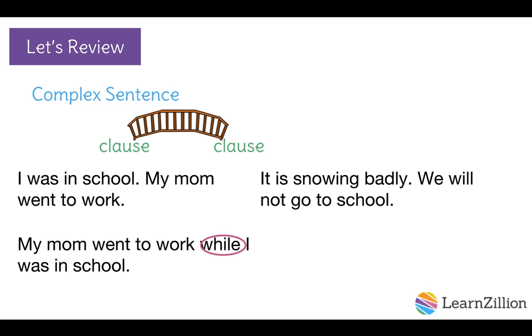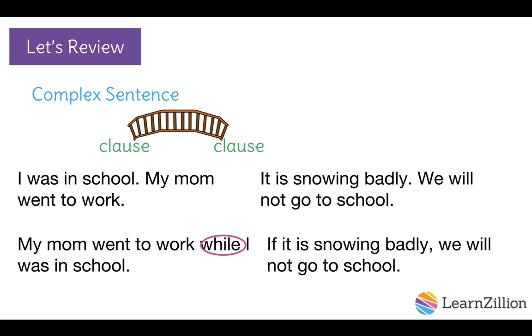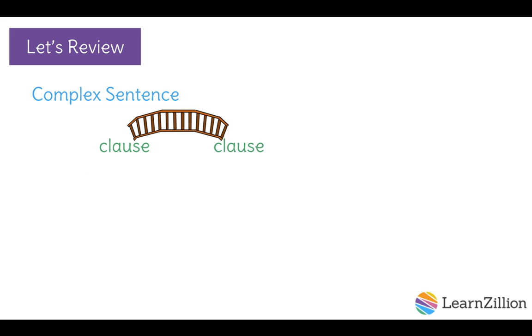Here are two more sentences. It is snowing badly. We will not go to school. When I combine these with the conjunction if, I have set up a cause and effect connection between the two ideas. Not going to school will be caused by bad snow. Notice that when the sentence starts with the subordinating conjunction, a comma must follow the first idea or clause.